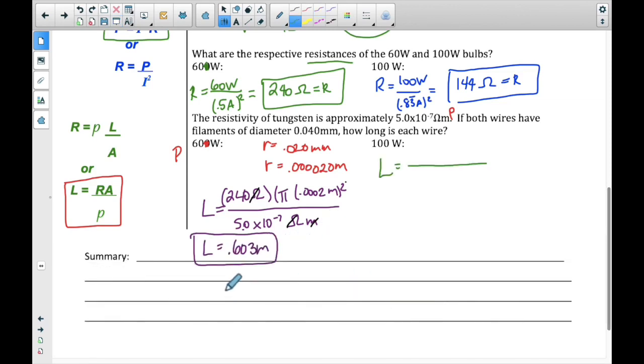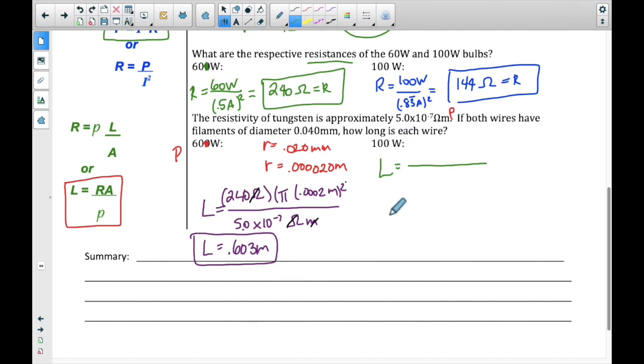Okay, so you should have gotten 0.603 meters. That is basically telling you how long the filament is if the filament is 0.04 millimeters in diameter. So that is a little bit over half a meter, which seems really long if you think about a light bulb. However, the filament is not just what you see. The filament goes in there and does wind around, like where you screw it in, it winds around in there. So that is a representation of how long that filament would be.